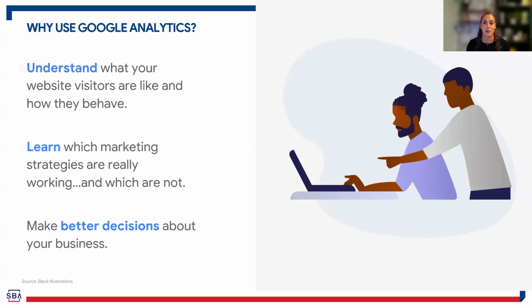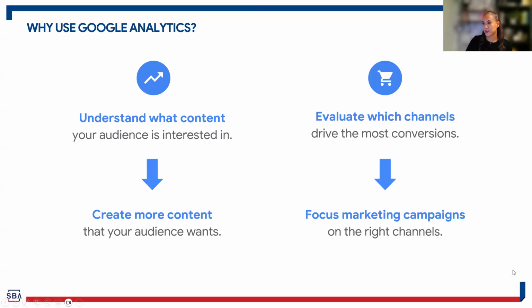Like if you understand that people take 12 minutes on this page to get the information they need before they go to purchase, maybe you could streamline that page a little bit to help them along the way. So these are just things to think about. So you can use Google Analytics to understand what type of content your audience is interested in. And then, should you be creating more similar content to that?